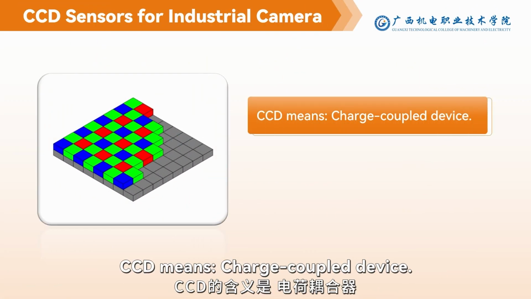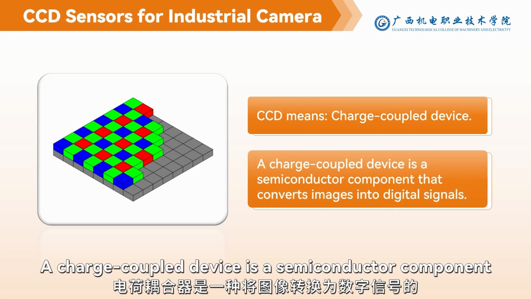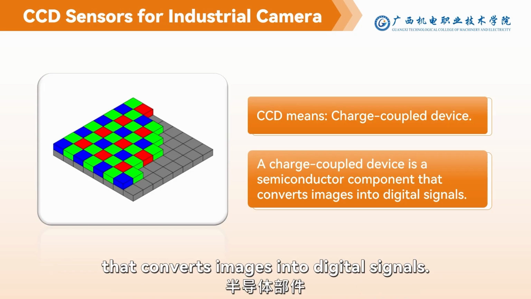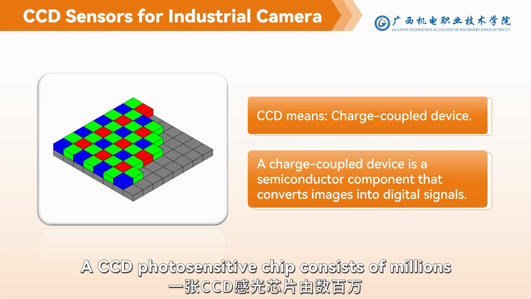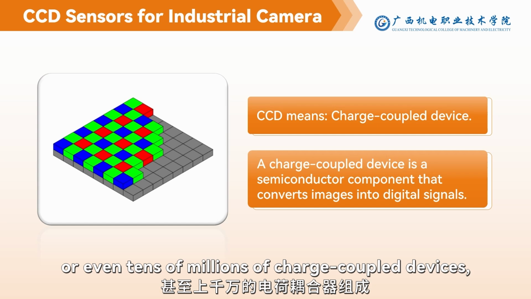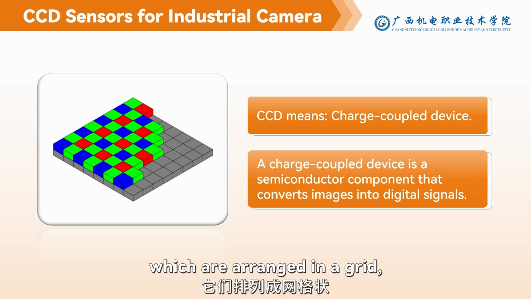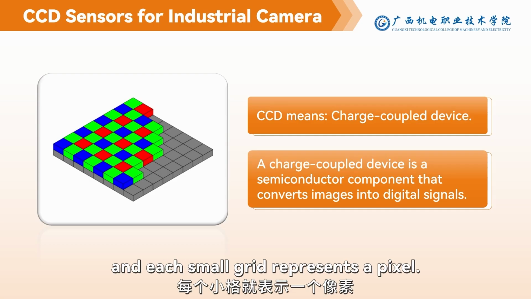CCD means charge-coupled device. A charge-coupled device is a semiconductor component that can convert an image into digital signals. A CCD photosensitive chip consists of millions or even tens of millions of charge-coupled devices, which are arranged in a grid, and each small grid represents a pixel.